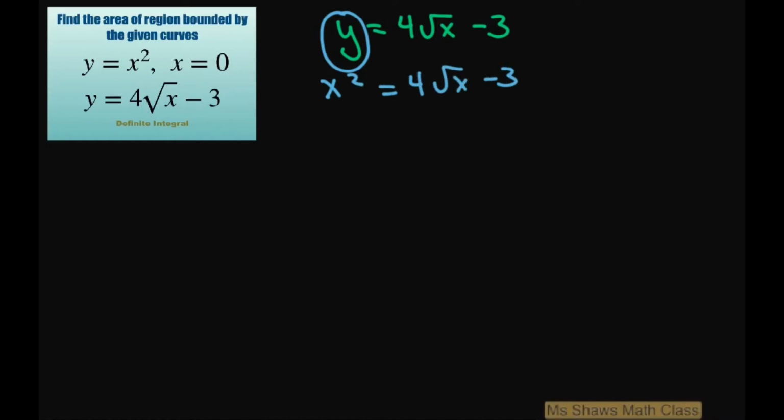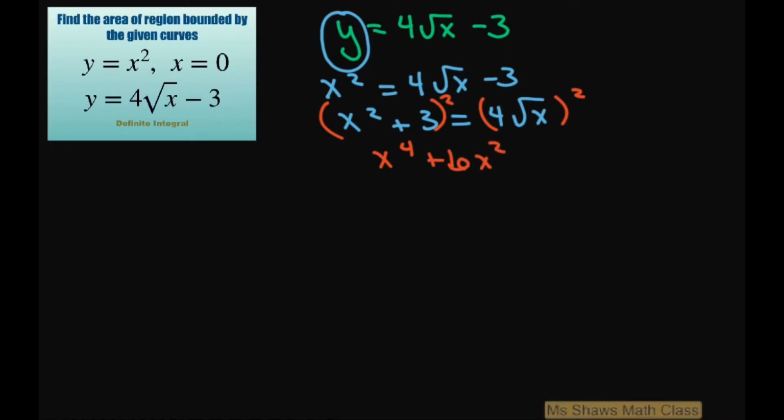So basically I'm going to take my y equals 4 square root of x minus 3. And now that my y is x squared, I'm going to substitute this: x squared equals 4 square root of x minus 3. From there, I'm going to go ahead and add the 3. So you get x squared plus 3 equals 4 square root of x. If you square both sides, you're going to get x to the power of 4 plus 6x squared.